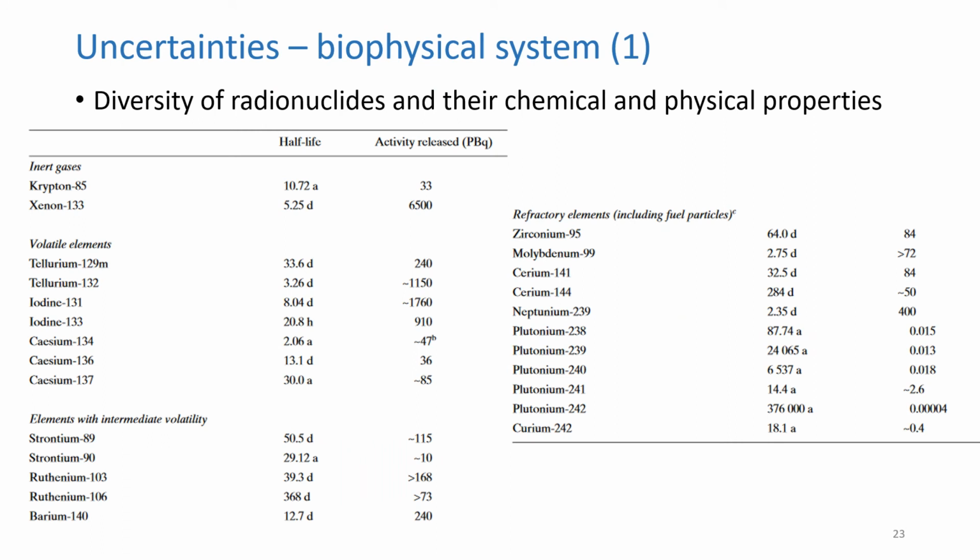Then also the biophysical system is extremely uncertain. In this table you see the most important radionuclides found in the Chernobyl plume. And you see that in terms of physical properties, these radionuclides are extremely different in terms of their half-life, in terms of the activity they released, but also they have very different chemical properties. The whole chemistry and the whole physics of Chernobyl radiation was extremely complex.